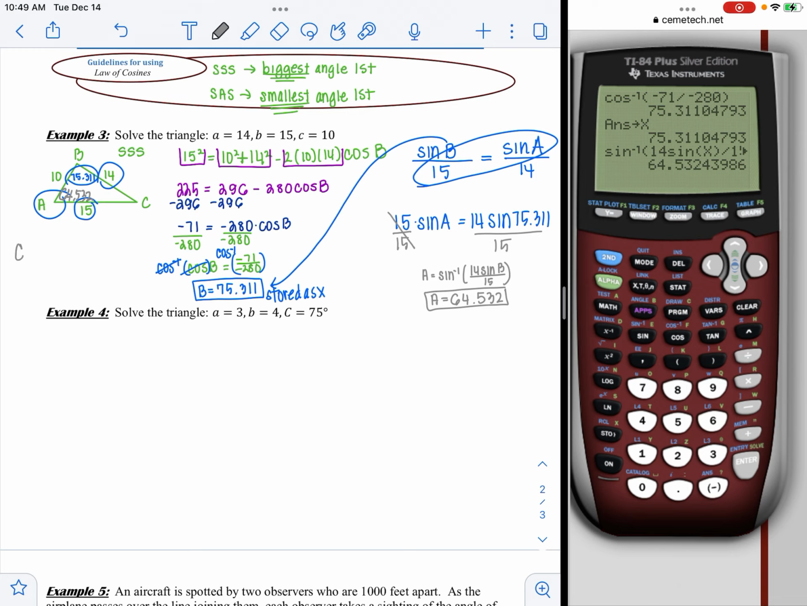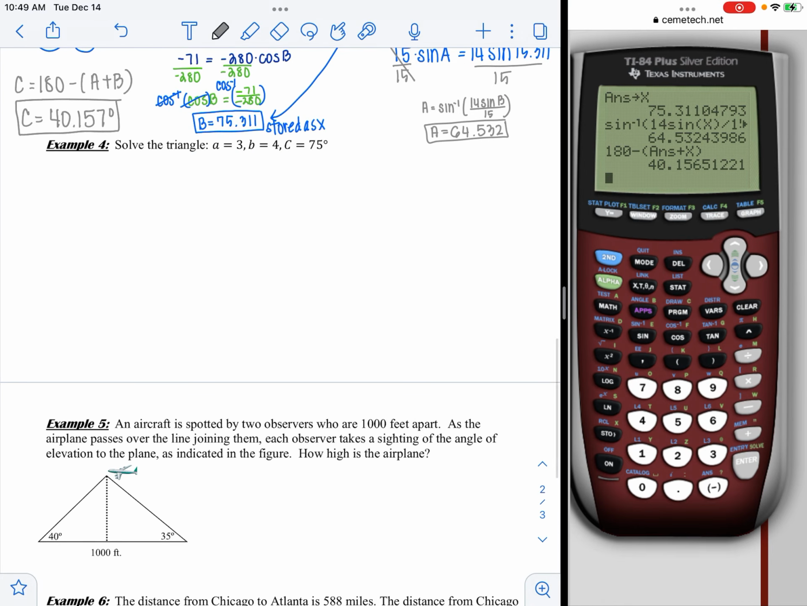I know that angle A is 64.532. To find angle C, I have to do 180 minus angle A plus angle B. So to get that, in my calculator, I'm going to do 180 minus, I need angle A. Angle A is 64.532, which is the last thing on my calculator, so I'm going to hit second answer. Plus angle B, which is stored as X, so I'm going to put plus X, close the parentheses, hit enter, and I get 40.157. So make sure you're storing and saving those values and you're practicing that.